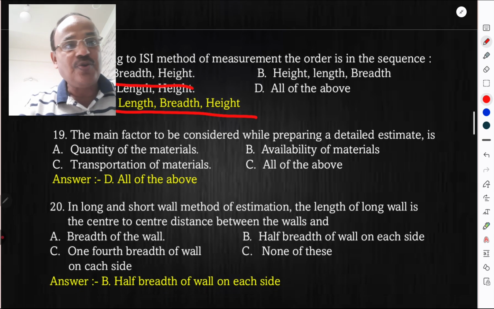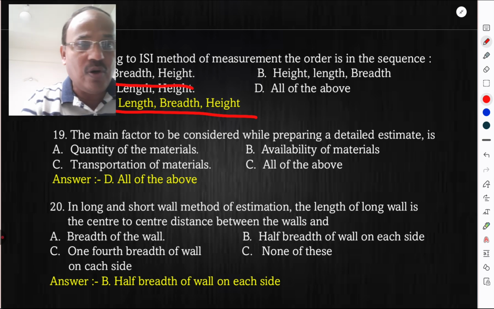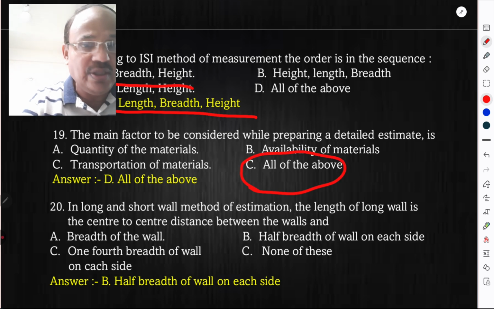The main factors to be considered while preparing a detailed estimate are quantity of material, availability of material, transportation of material, or all of above. All of the above is the correct answer.